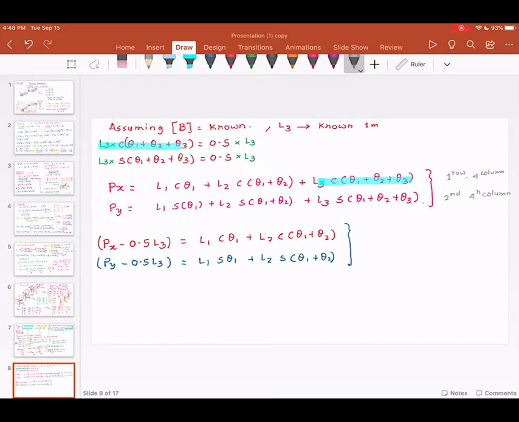Now this expression is similar to the expression that we solved in the last class. What it means is we just have theta 1 and theta 2 in these two expressions, and now we have to eliminate one of these terms and then solve the problem in terms of the remaining values. So let's see. Now, just for the sake of simplicity, I'm going to rewrite this equation. I'm going to call this term AX, and I'm going to call this term AY. Please note AX and AY are numbers and known.